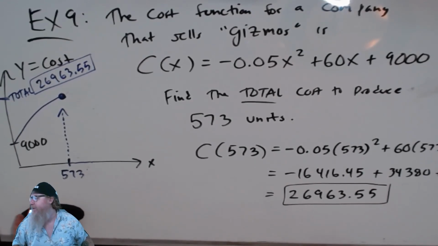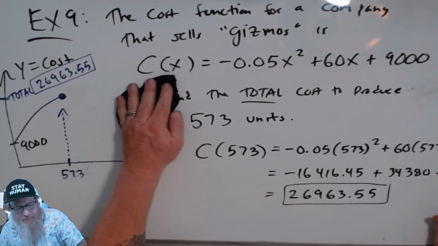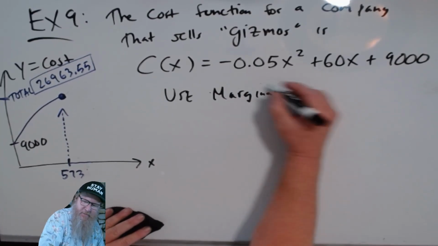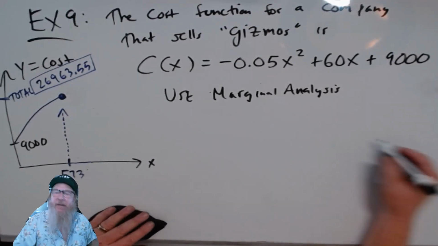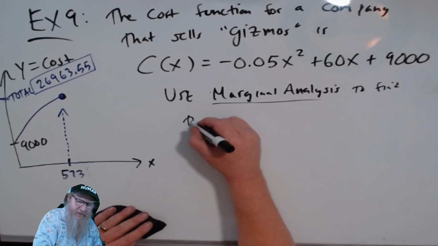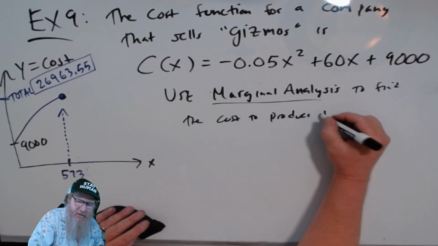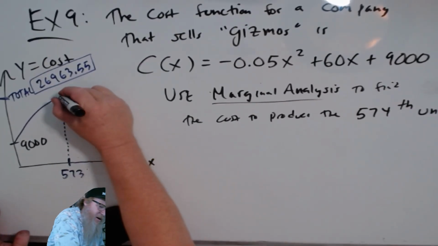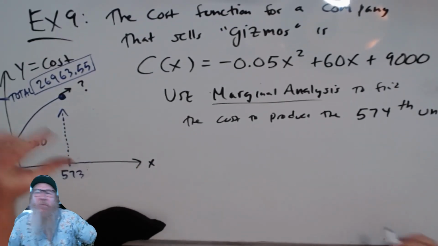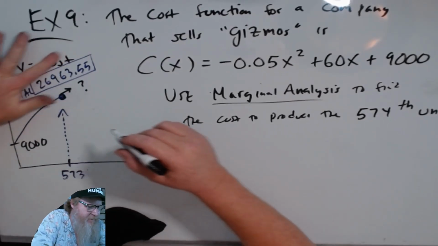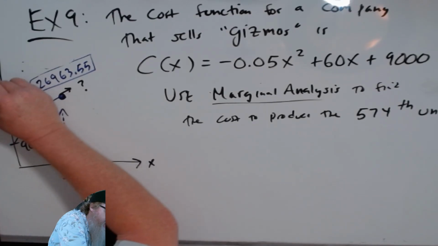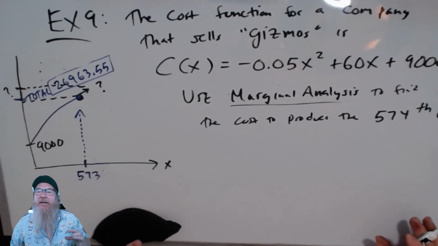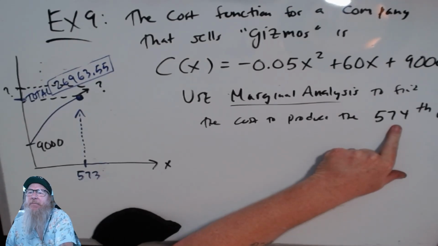All right, so now let's do some calculus. Let's use marginal analysis, which is a lot fancier sounding word than it really is, to find the cost to produce the 574th unit. So I want to know how much more, what's that little margin, this little margin here, just to produce the extra unit. One additional unit. How much is it going to cost me?